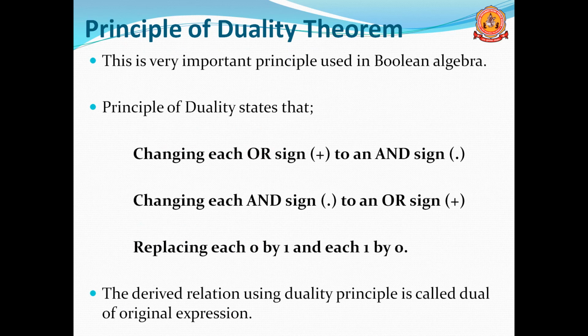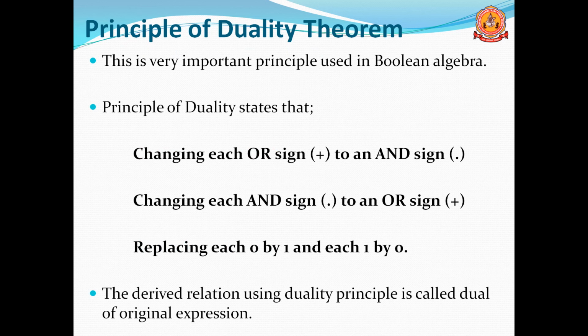The next theorem is the principle of duality. This is a very important principle used in Boolean algebra. The principle of duality states that we change each OR sign into an AND sign. First, if any OR sign, meaning plus, is there, we have to change that to dot.